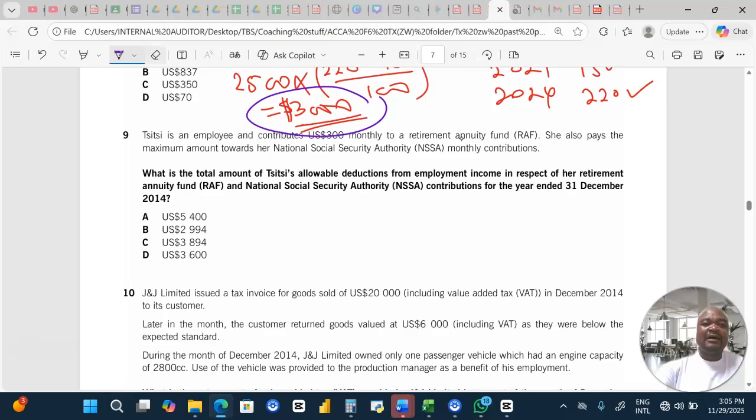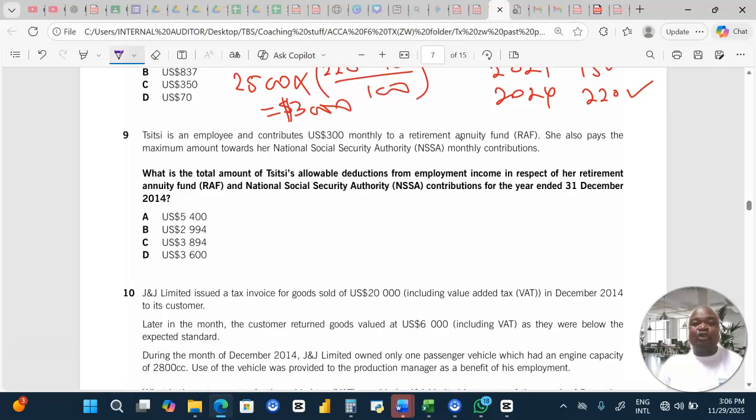There is another job breaker here. This is a job breaker. Question 9. Titi is an employee and contributes $300 monthly to a retirement annuity fund. And I know some of you are saying, oh man, Acca tutor, that was the most troublesome question ever. Yes, it is indeed, but you have come to the solution, isn't it, guys? So you need to congratulate yourself. If you have reached this far into this video, please congratulate yourself. You have actually arrived at the rich ground.